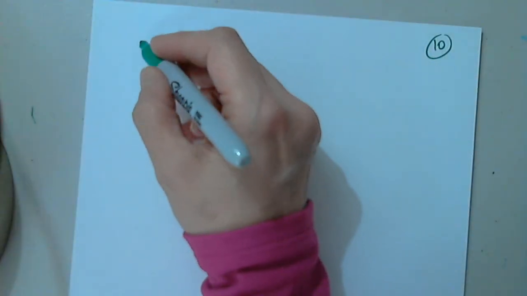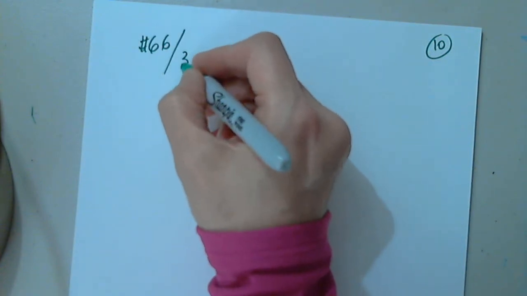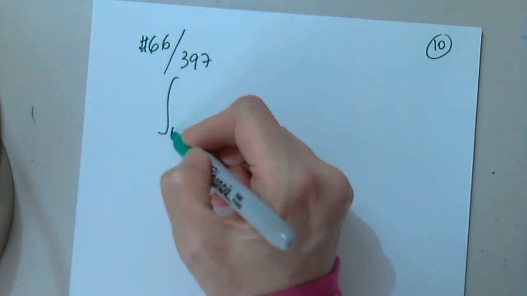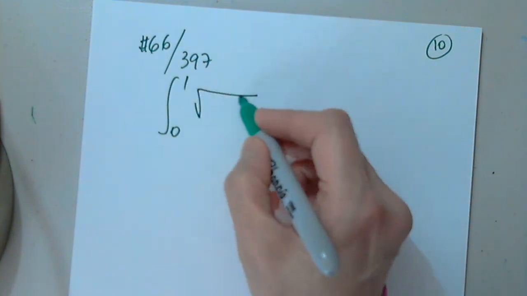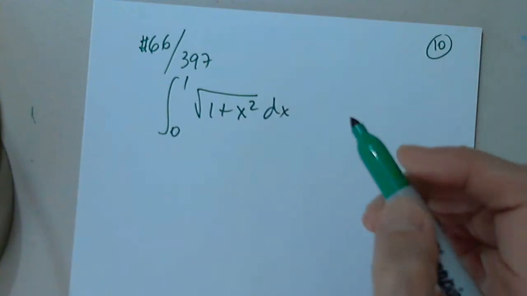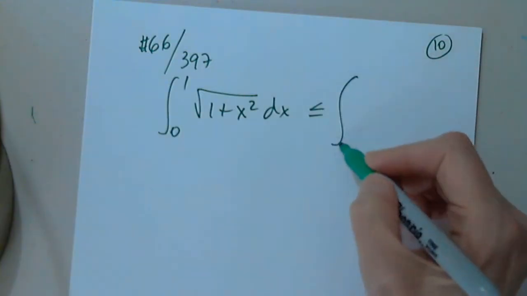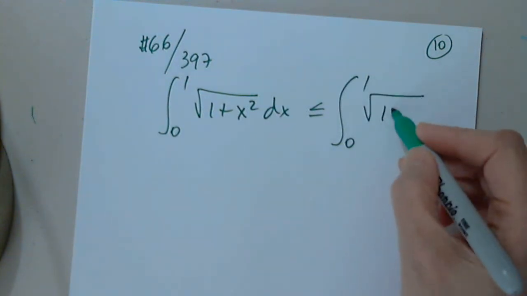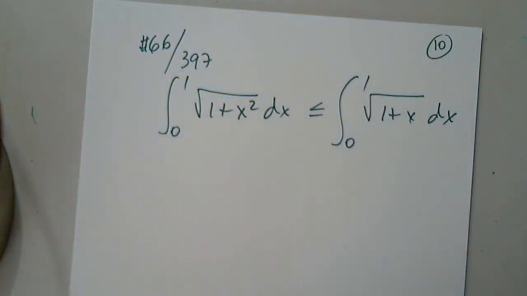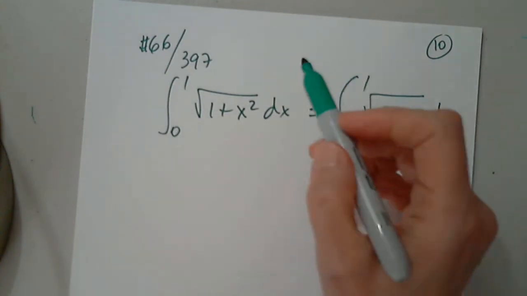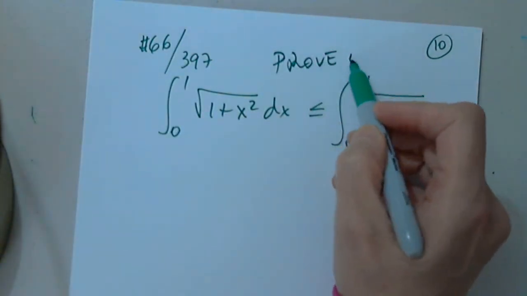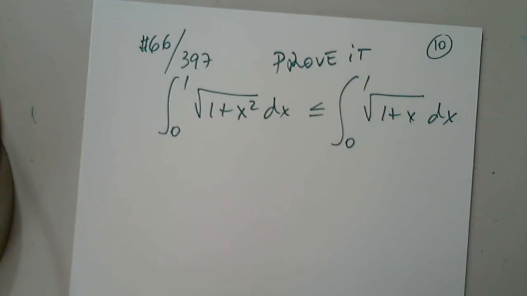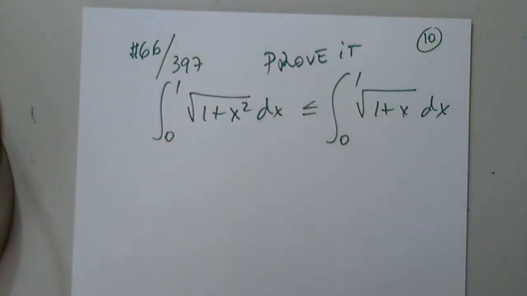Okay, so let's take a look at 66. Same page, 397. The integral from 0 to 1 of the square root of 1 plus x squared dx. They want us to show this. So prove it. This we will be able to determine, but that we don't have, you have to wait till Calc 2 to determine that.